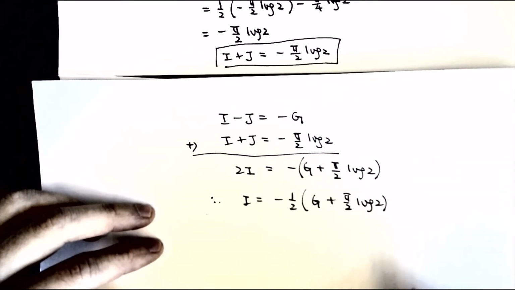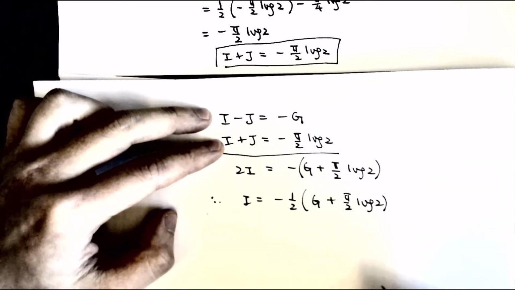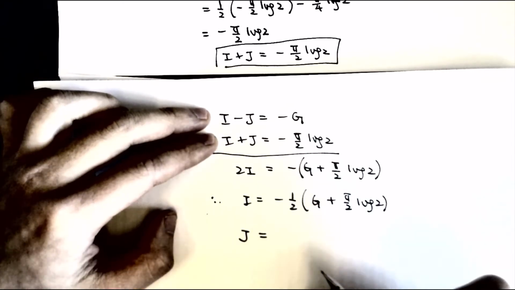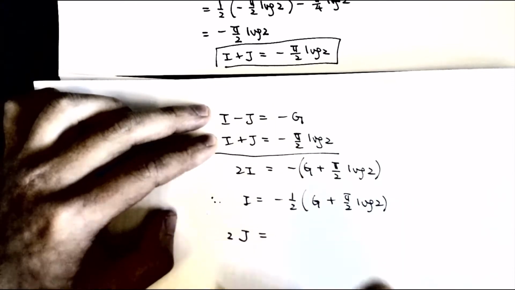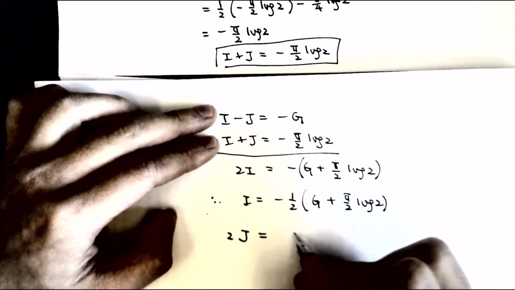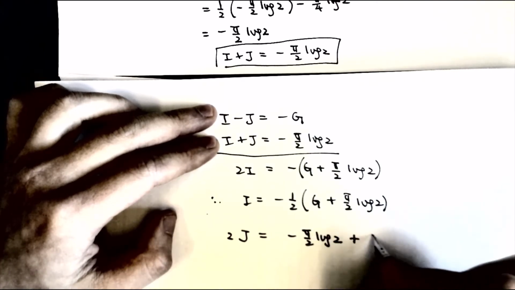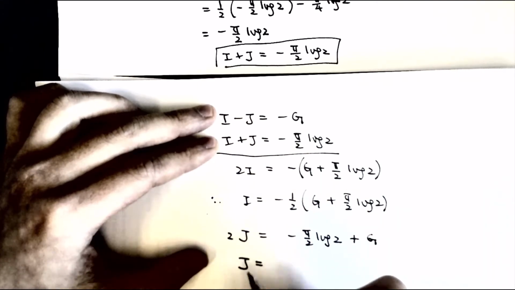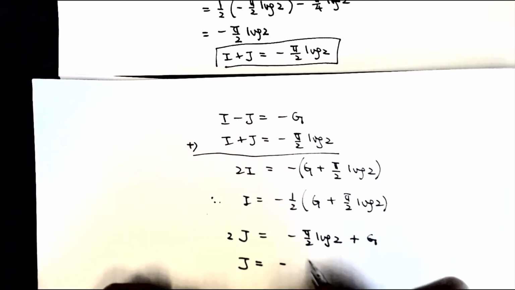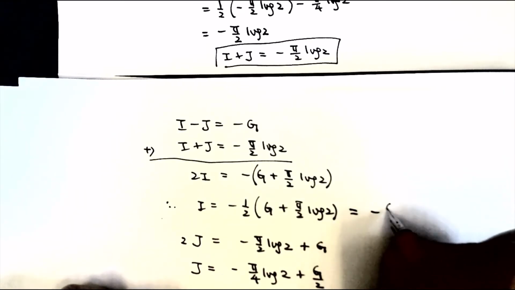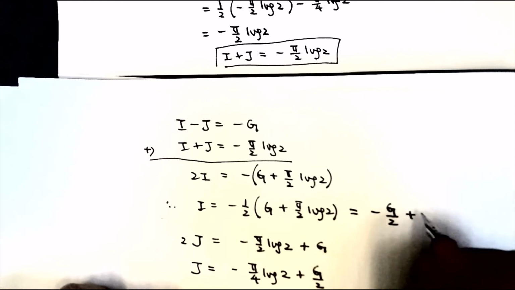And then if we subtract the first from the second, we get 2J, which will be minus pi over 2 log 2 plus G. So J will be minus pi over 4 log 2 plus G over 2. Of course, we can expand this so that it looks a little bit more consistent.